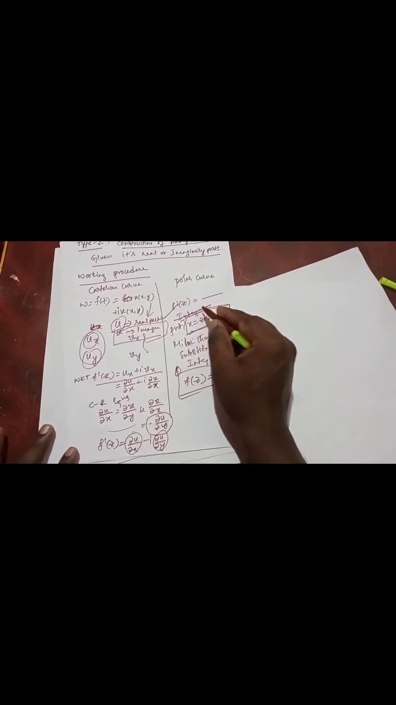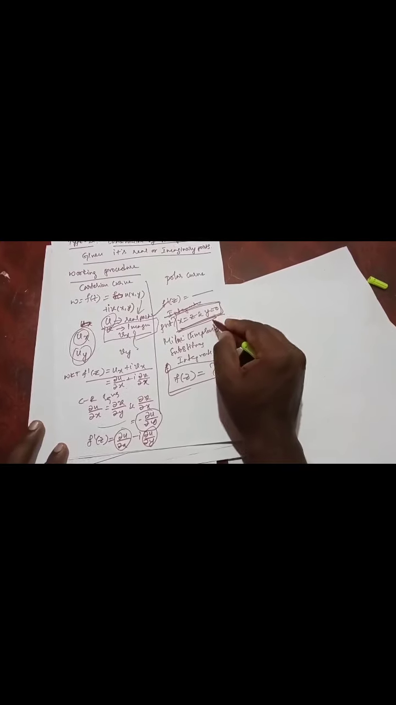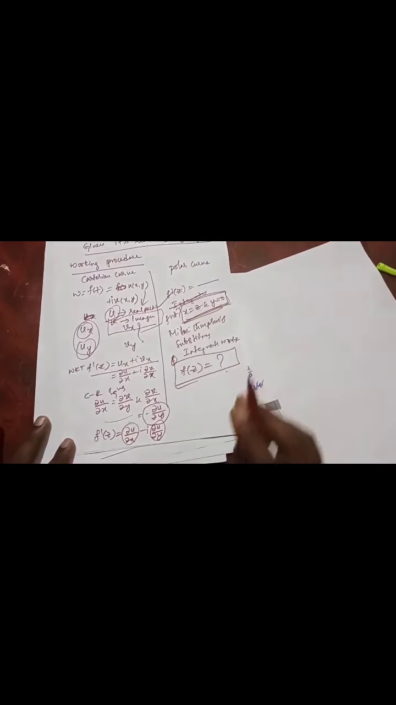Otherwise, if they give the imaginary part v, we have to find vx and vy. Here ux is there. By using CR equations, we have to replace ux by vy. After getting vx and vy, substitute that here. Then put x equal to z and y equal to 0. These two are Milne-Thomson substitutions. After integration, we will get the required analytic function.